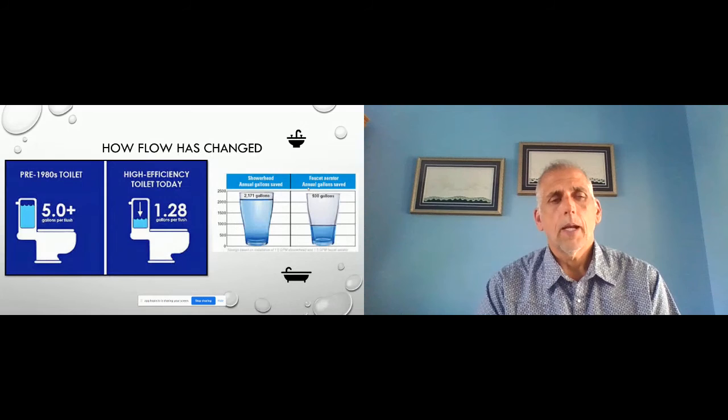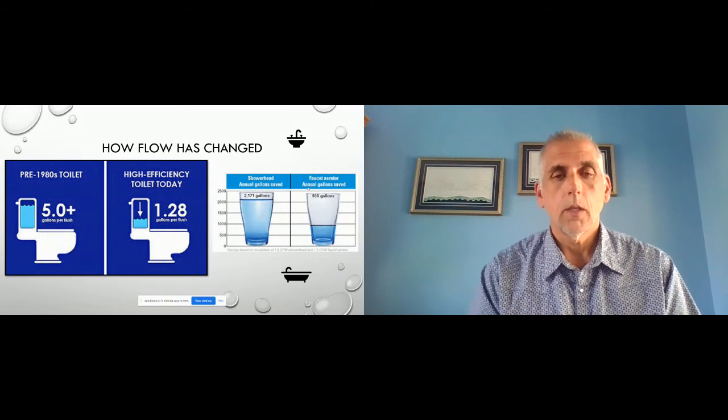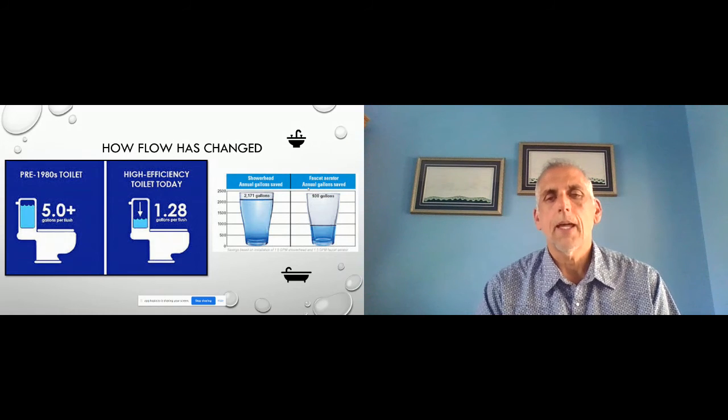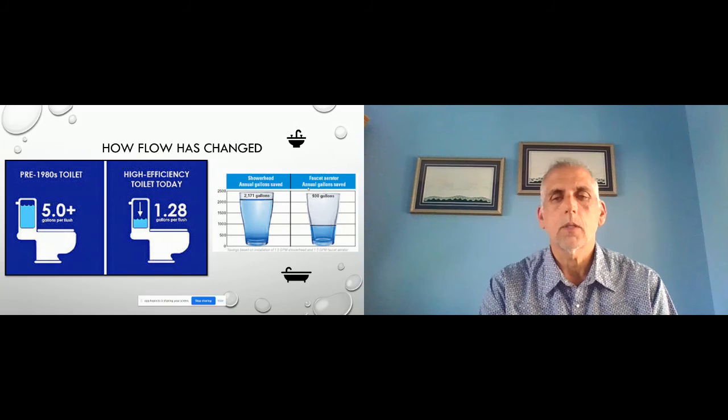Flow has changed quite a bit. Prior to 1980, 5-gallon flush toilets. After that, in the late 90s, we would have the 1.6-gallon flush toilets. And now we're even less than that. We have ultra low flush toilets that are lower than that. Shower heads could save up to 2,000 gallons per year, and 930 gallons per year for aerated faucets. Most of these come standard with houses now. So our flow is a lot lower. We don't have the number of gallons going out.